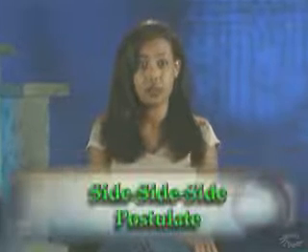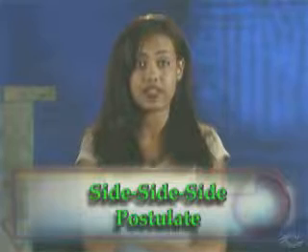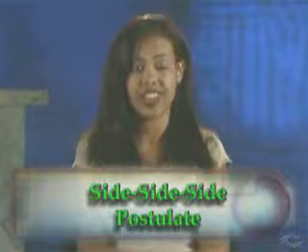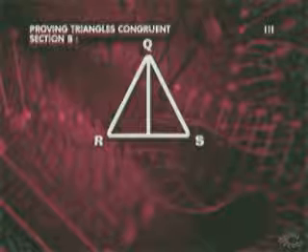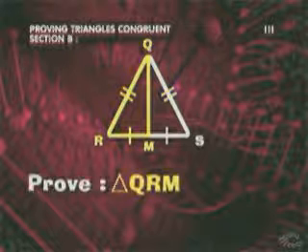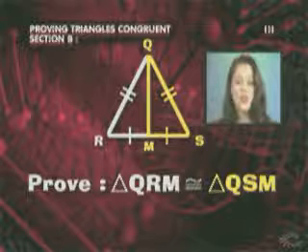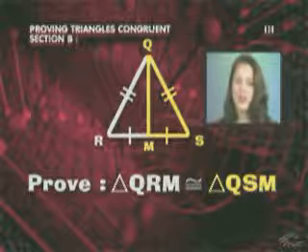Let's try an example where we can put the side, side, side postulate to good use. This isn't a theorem we're proving, just a specific problem that you might find on a test. We'll use the proof table to work it out. Given triangle QRS, with M as the midpoint of RS and QR congruent to QS, prove that triangle QRM is congruent to triangle QSM. Note that we are not given the information that QM is the bisector of angle Q.